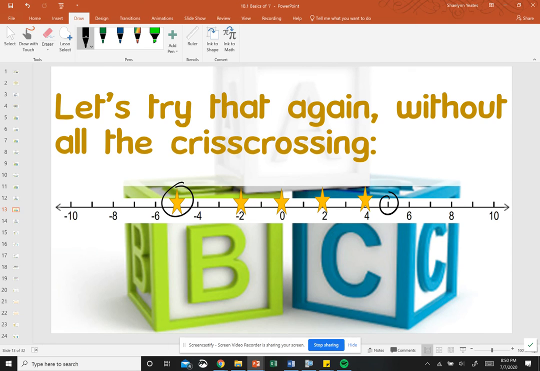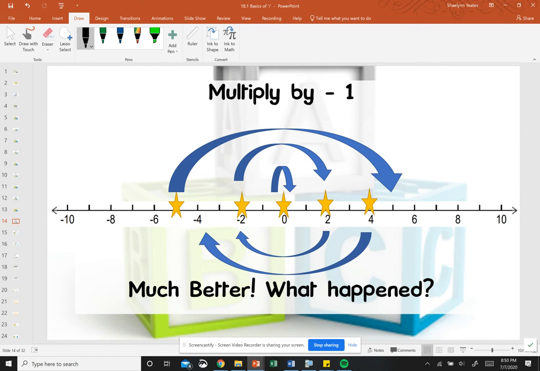Some of you may have gotten it. What if we did this? We rotated. Okay, so then could I get the -2 to the 2 and not crisscross over that one? Looks like we can. And that is, in fact, what we do. So we do this rotation. So then my -5 goes to 5, my -2 goes to 2, my 0 stays at 0. It's very boring. My 2 goes to -2, and my 4 goes to -4. So this is a rotation, right, of 180 degrees. Well, that's kind of cool. So multiplying by -1, we can think of it as a rotation.